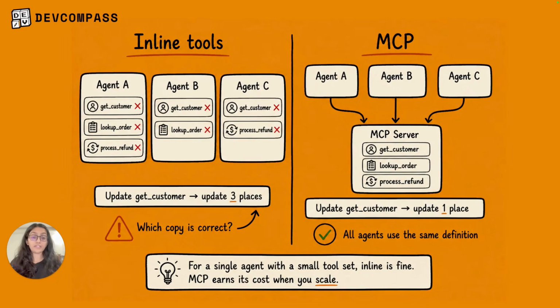But, and I want to say this clearly so you don't overcorrect, don't use MCP just because it exists. If you have a single agent with 5 tools and you're the only person working on it, inline is fine. The setup overhead of running an MCP server is real. It earns its cost when you have multiple agents sharing tools, or when tools are maintained by a different team from the agent, or when you need strict versioning and auditing of tool definitions.